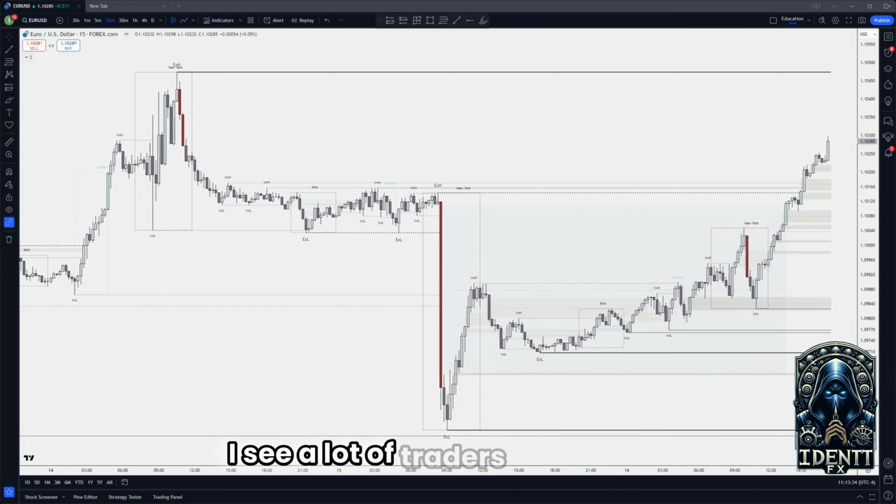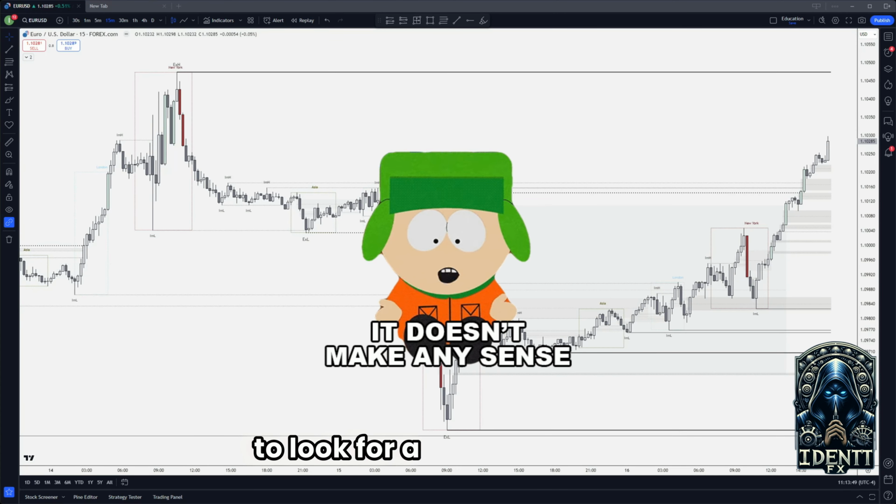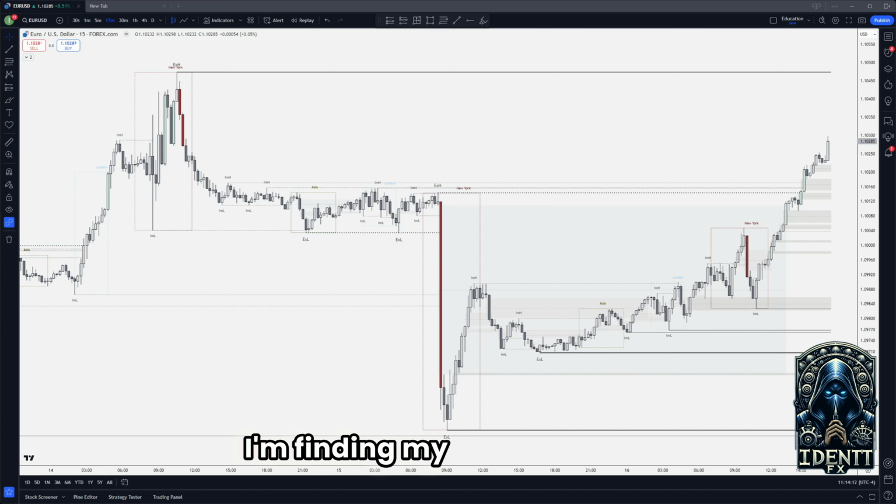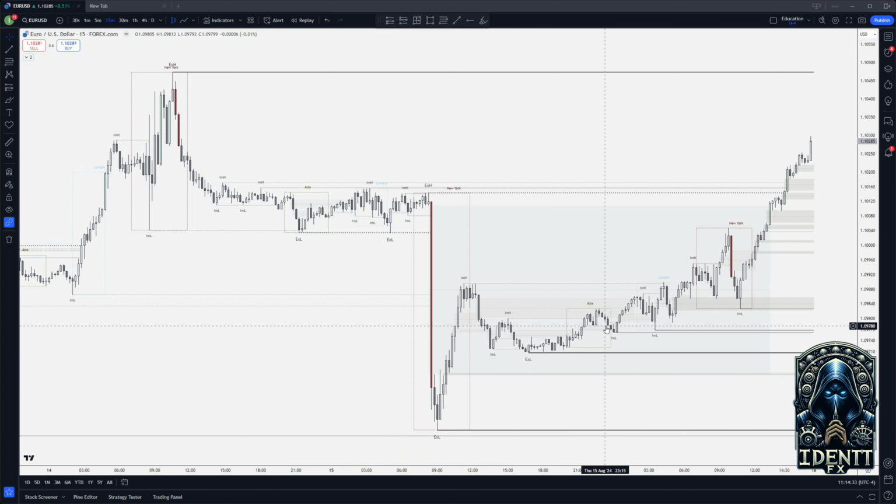I see a lot of traders really trying to establish a daily bias or a super higher time frame price objective and then try to trade towards that on, let's say, the 1 minute. It doesn't really make sense to look for a draw on liquidity on the 4 hour if you are going to be trading the 1 minute. What I mainly use is an intraday bias. On finding my draw on liquidity on the 15 minute, what do we see?